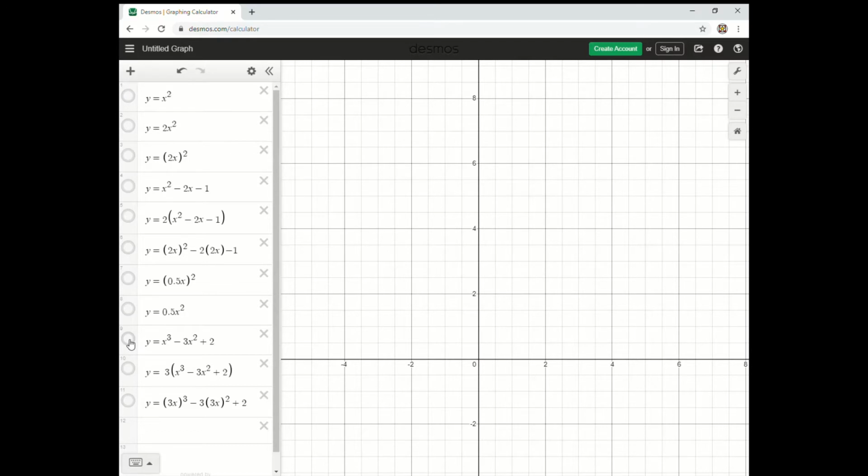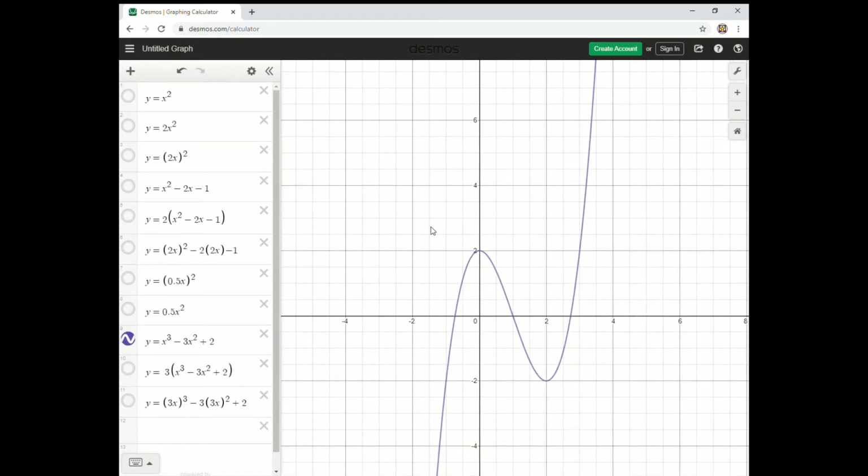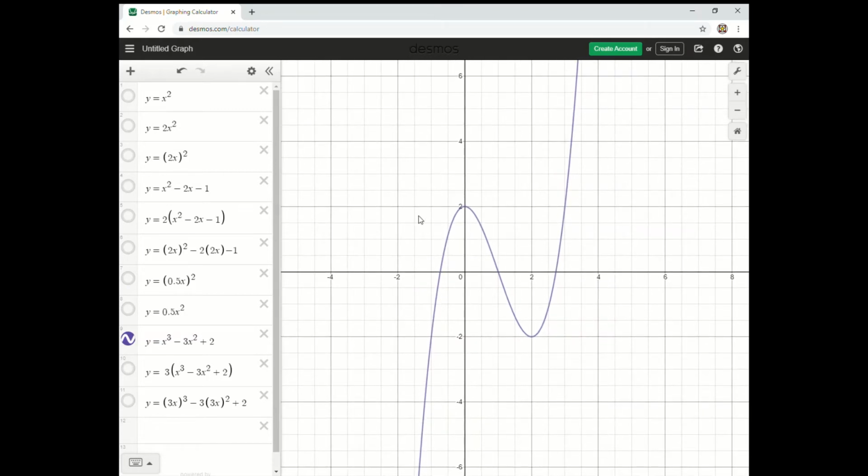So if we have a look at this, this is the original function, y equals x cubed minus 3x squared plus 2. Cubics are no different. We can either multiply this by 3 on the outside of the bracket, on the outside of the function. This will be in the y direction. So when I look at this, this point here that's at 0, 2 is going to end up at 0, 6, because I'm stretching it in the y direction.